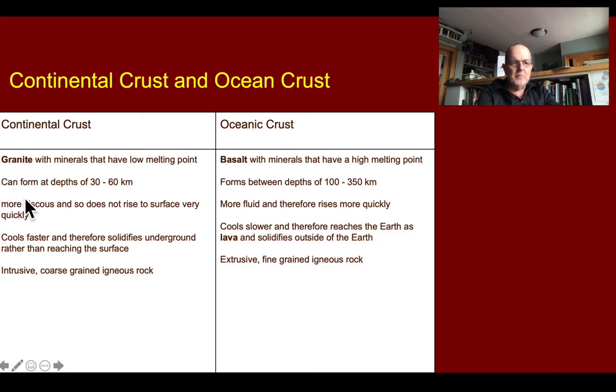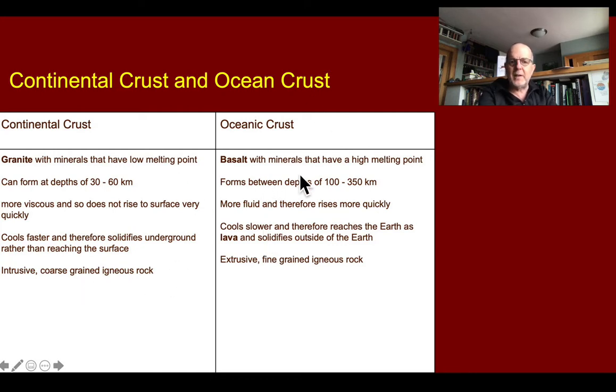Continental crust is granitic with minerals that have a low melting point, can form at a depth of 30 to 60 kilometers, more viscous and does not rise to the surface very quickly, cools faster and therefore solidifies underground rather than reaching the surface. Intrusive, coarse-grained, igneous rocks.